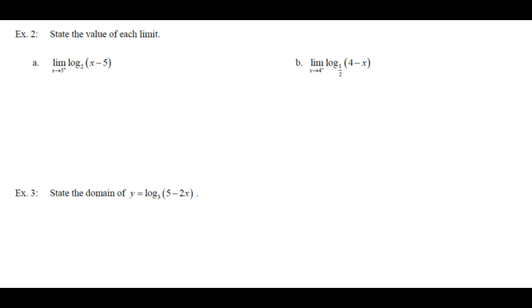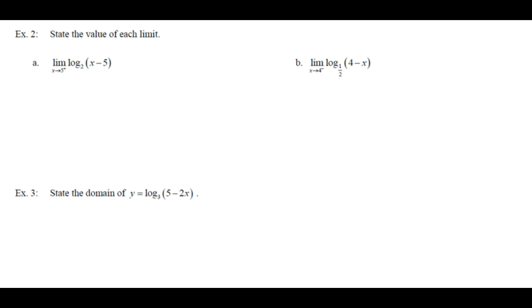State the value of each limit. Okay, so what should we try doing? What is that? 5 from above? It looks like it. Okay, it's a little fuzzy. All right, so we stick a 5 in there. We have log base 2 of 0. You can't do that, but we can. So we want to get close to 0.